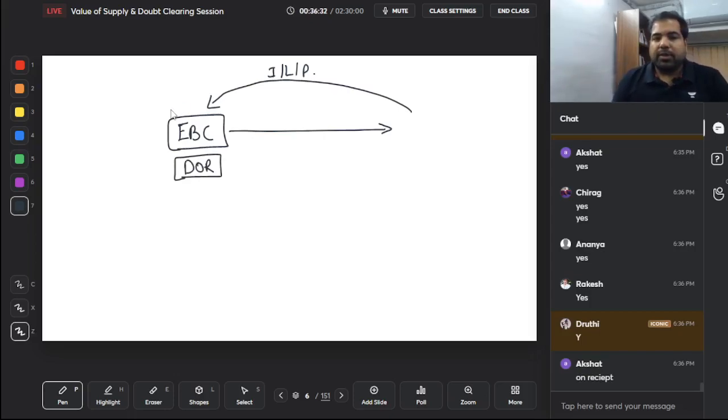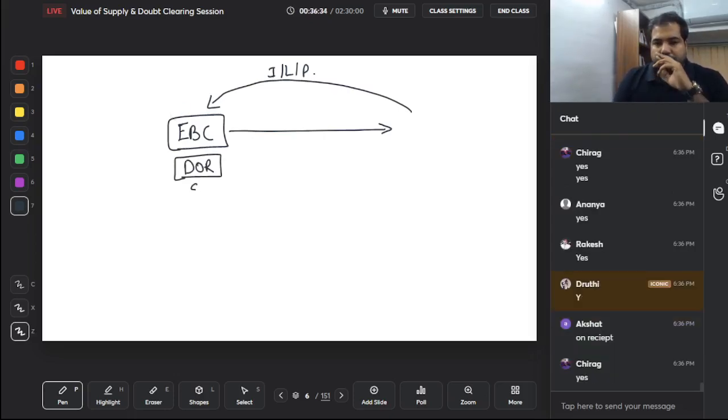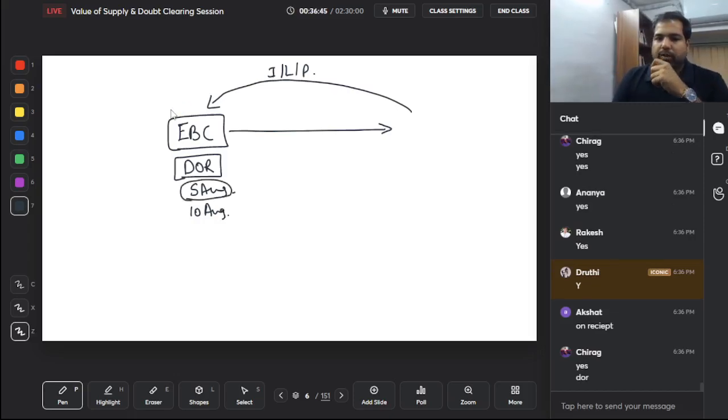But what if the date of receipt in the bank account is 5th August, but in the books of accounts it is 10th August? Then which one will you take, guys? What is the keyword? Earlier, so we will take 5th August.